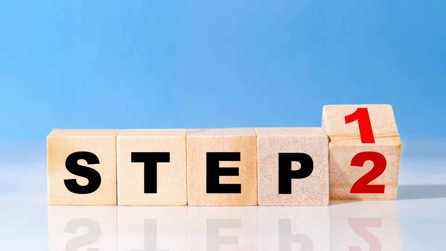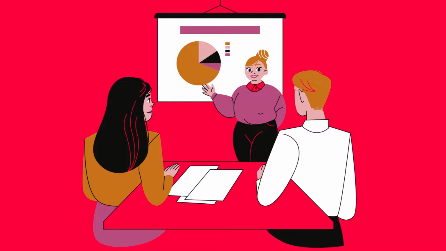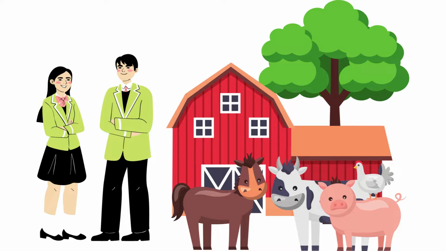Step 2.2, increasing Joe and Jane's shares. When Jill goes through with this process, Joe and Jane's ownership shares effectively increase. This makes sure that the farm is still divided in line with the undivided shares of all the co-owners.